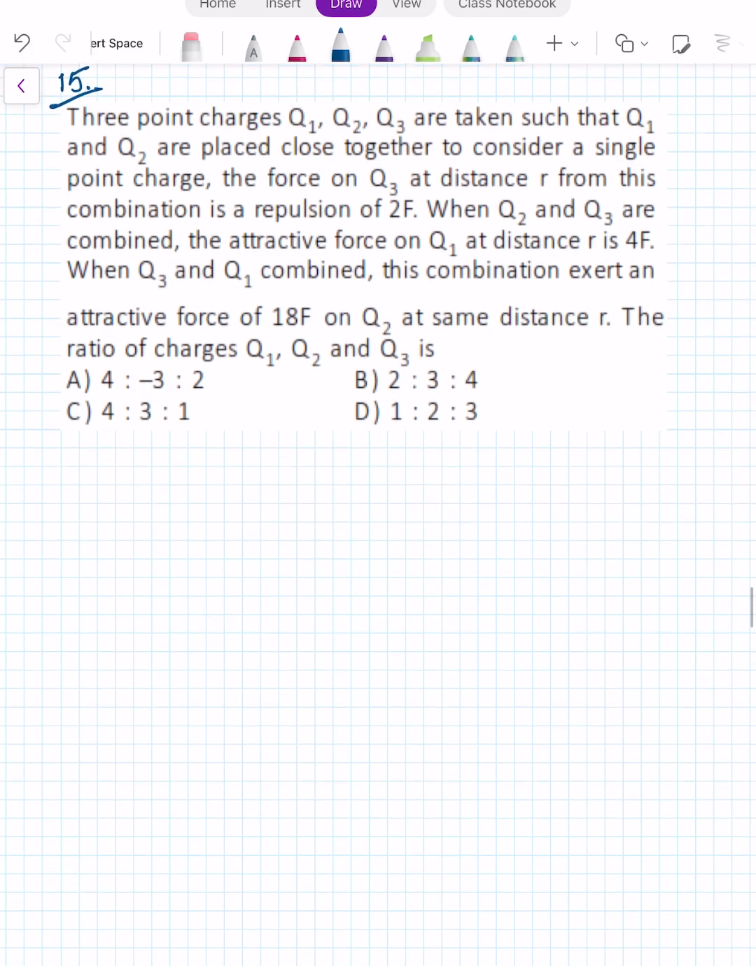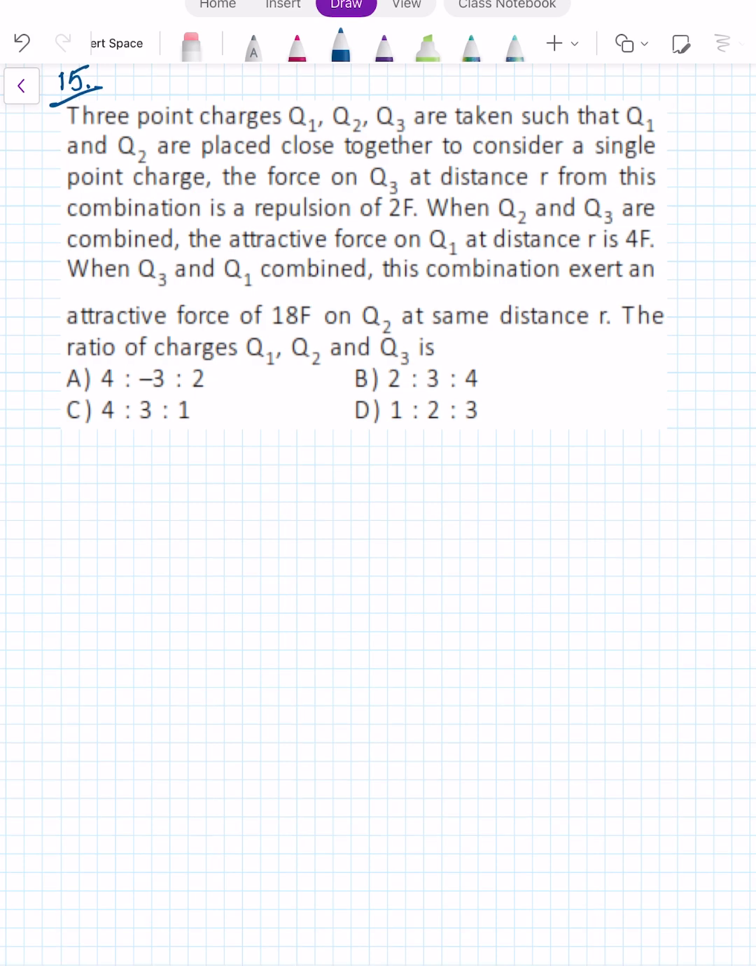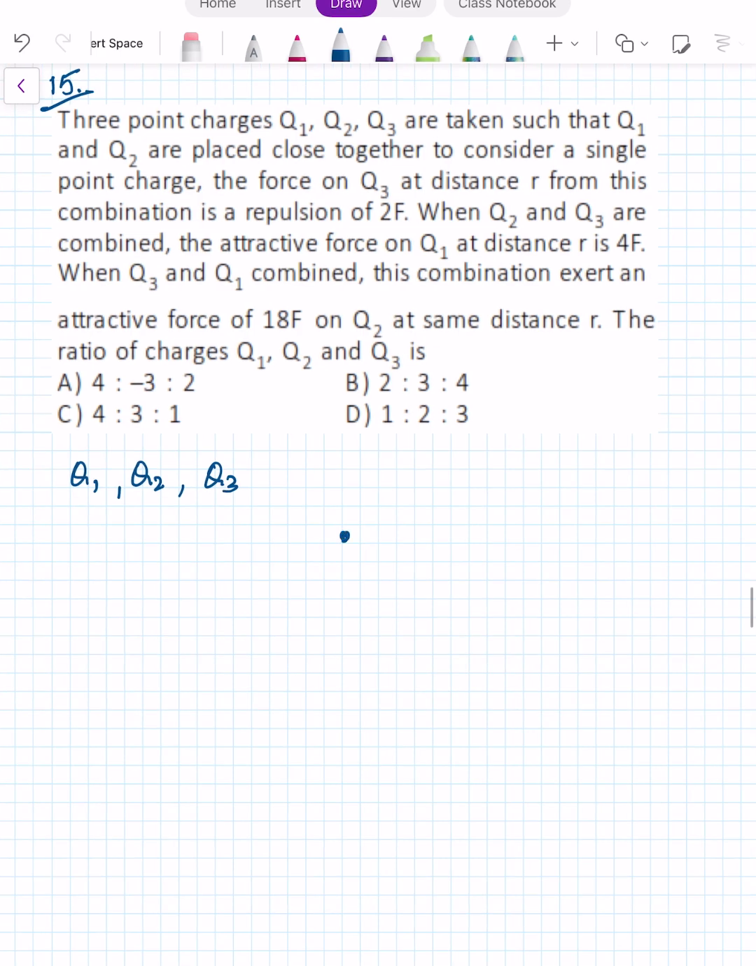This question is also based on the principle of superposition, but slightly different. Here they are saying three point charges are there, Q1, Q2 and Q3. They are saying you take them such that Q1 and Q2 are placed close together to consider a single point charge. Means they are considering this is a charge Q1 plus Q2. The force on Q3 at a distance of r from this combination.